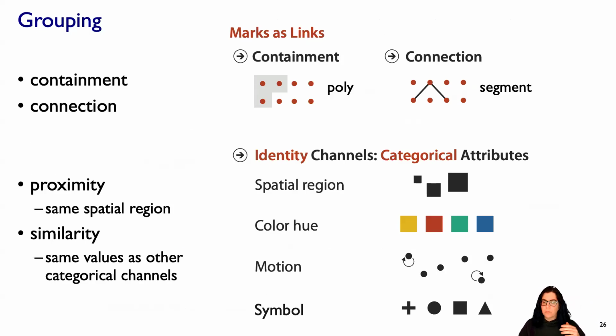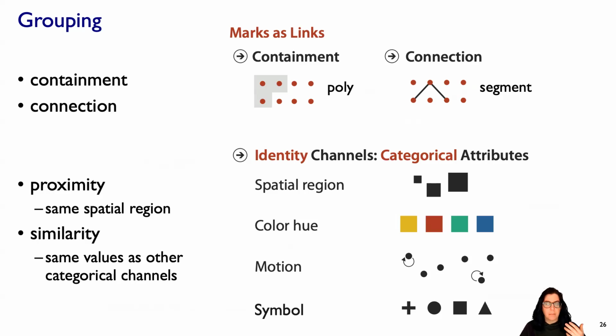Now, so far I've been talking about marks that represent items, marks that represent links. I want to take just a minute to talk about this idea of grouping, that our perceptual system can fundamentally show us not only this idea of linking things, so marks as links, the containment polys, and the connection segments, but we can also use these categorical attributes with the identity channel to convey information that's automatically processed by our visual system that also leads us to conclude that things are similar to each other.